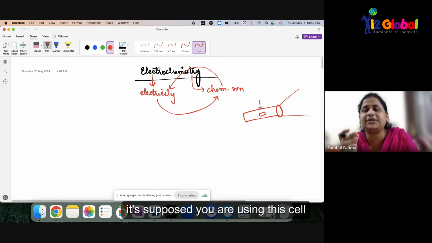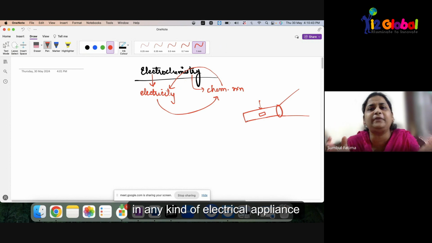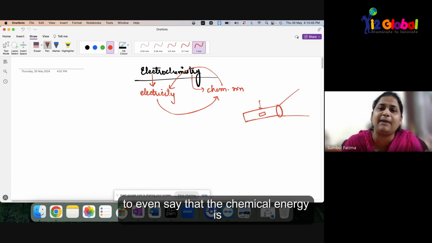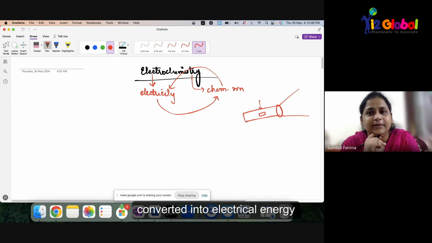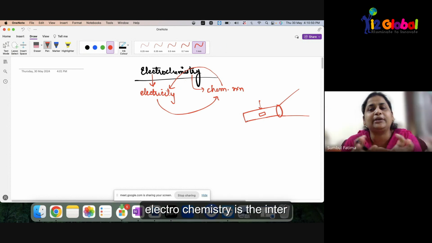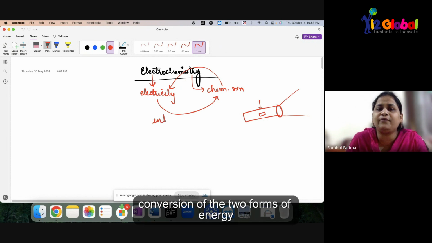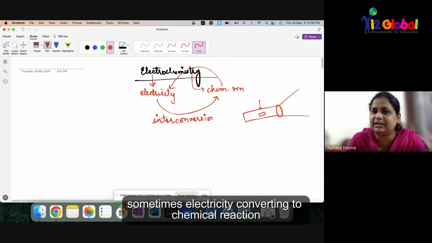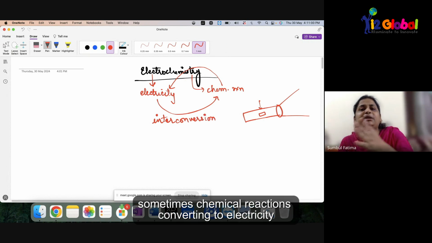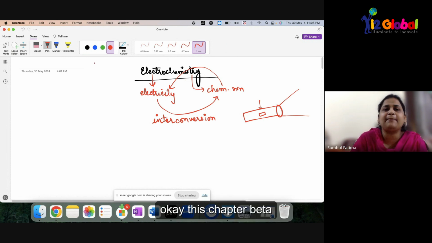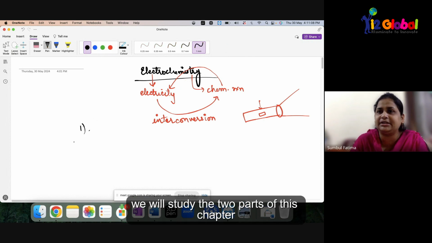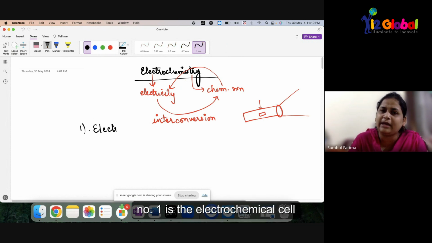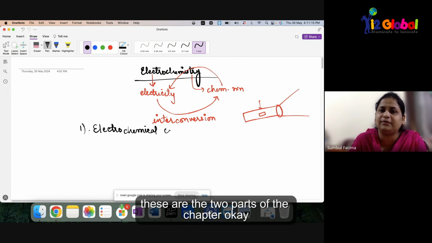Yes, ma'am. If we are using this cell in any kind of electrical appliance, we will say that the chemical energy is converted into electrical energy. So electrochemistry is the interconversion of the two forms of energy. Sometimes electricity is converted to chemical reactions, sometimes chemical reactions are converted to electricity. In this chapter, beta, we will study the two parts of the chapter. Number one is the electrochemical cell and number two is the electrolytic cell.